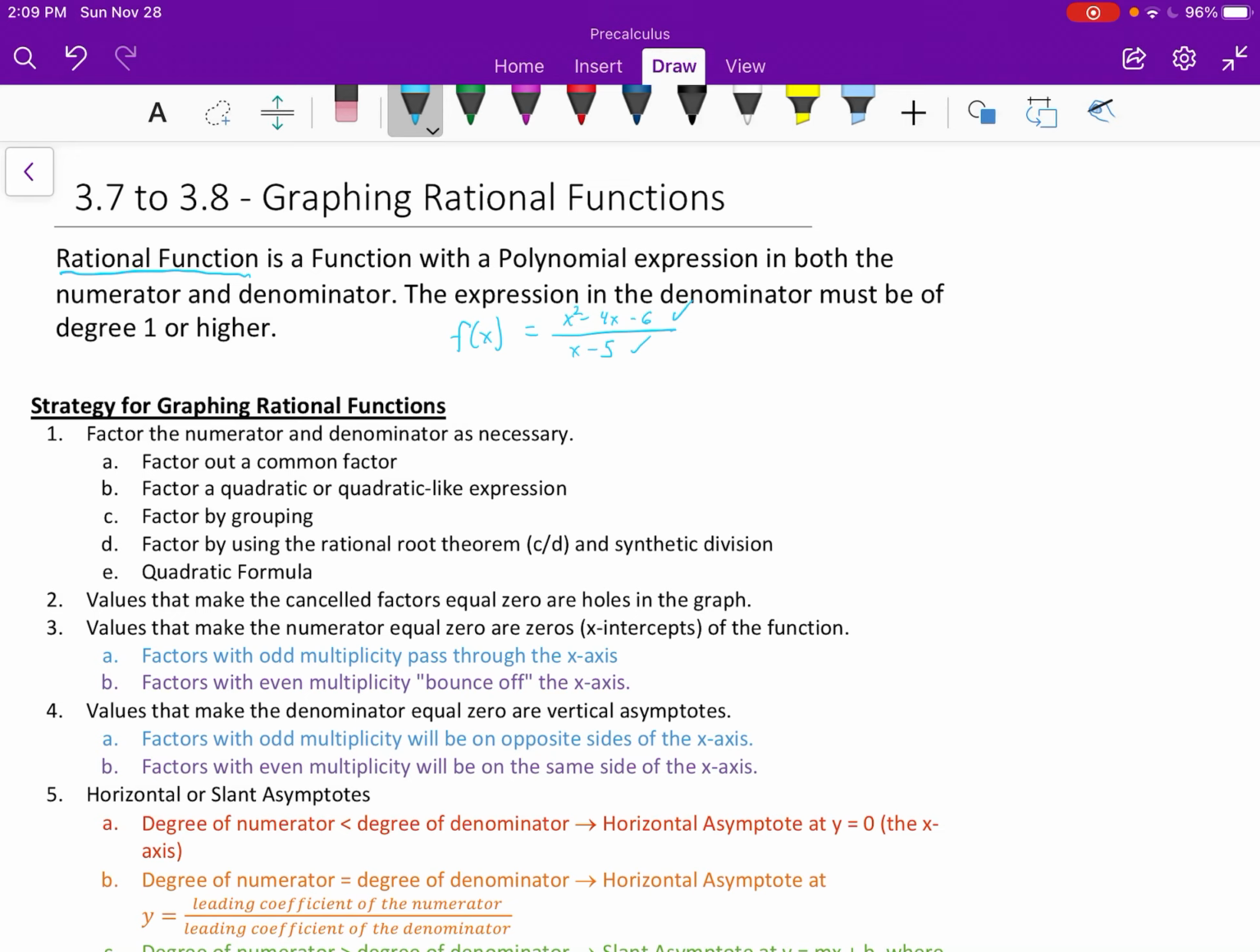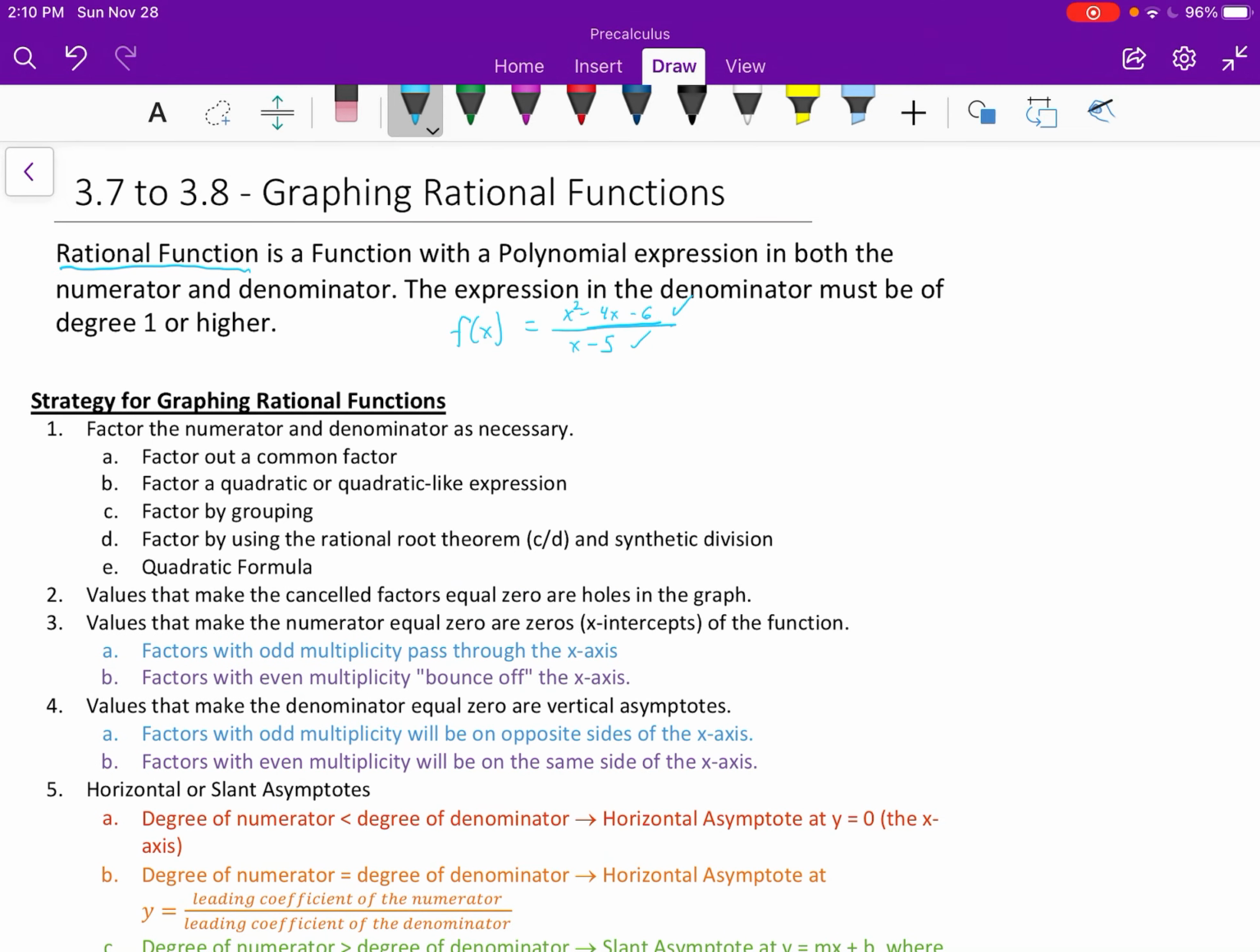So first of all, factor the numerator and denominator as necessary. Sometimes it might be factored already, but sometimes it might not. So you might have to use some of these things that are mentioned here, factoring out a common factor, using the quadratic idea, like factor a quadratic or something that's quadratic-like. So that's just kind of like this numerator up here, that's a quadratic one.